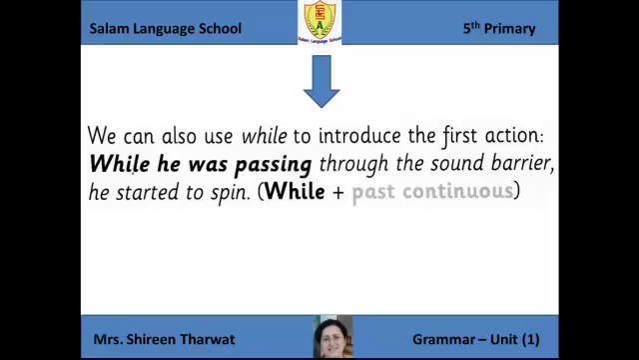We can also use while to introduce the first action. For example, while he was passing through the sound barrier, he started to spin. We put here while plus past continuous.